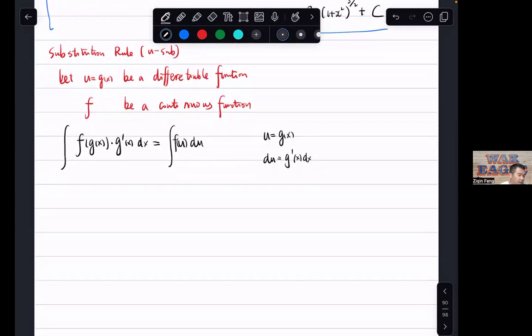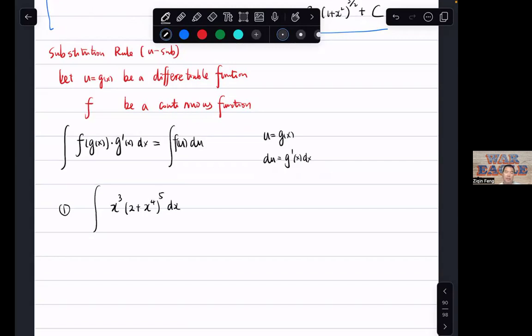So let's see two more examples. Example one here, we have the integration of x cubed times 2 plus x to the 4th, to the power of 5, dx, right?